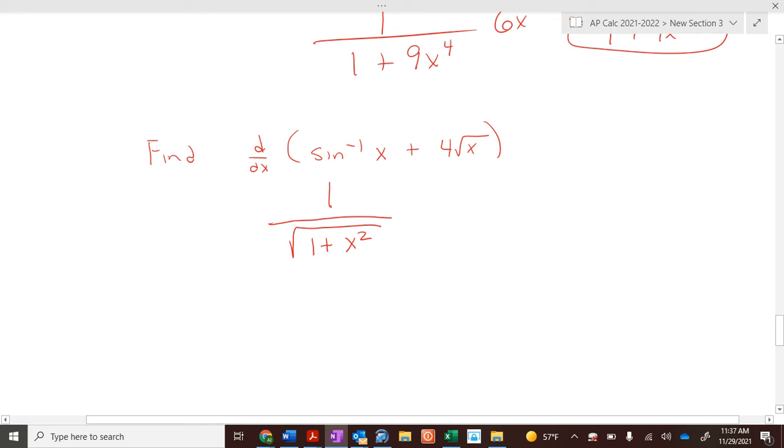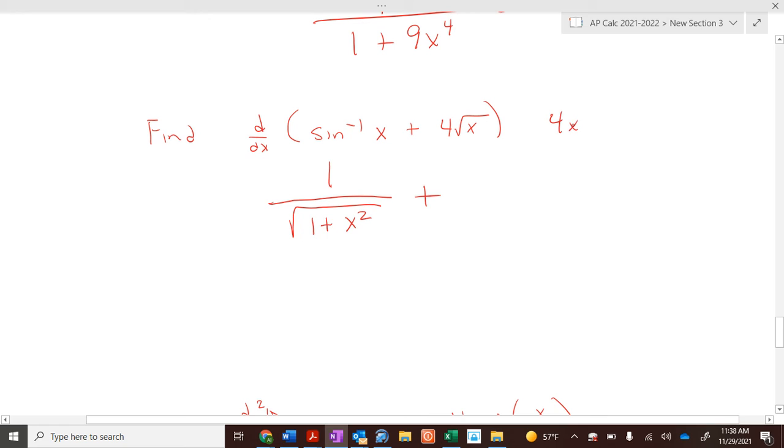What's the first derivative of x? 1. That's the first thing. How do you take the first derivative of the second part? This is 4x to the 1/2, right? Yeah. So it would be 2x to the negative 1/2. So it'd be 2 over the square root of x.